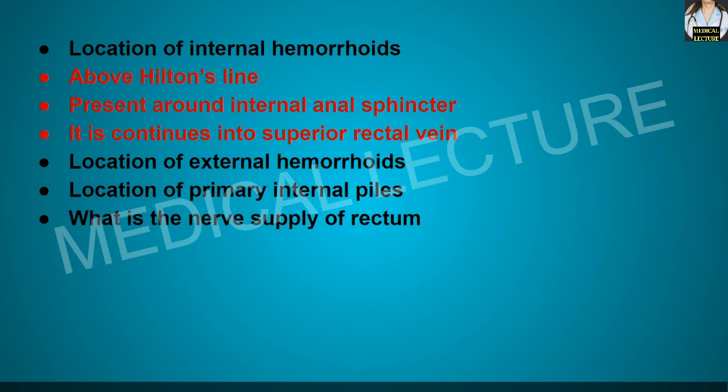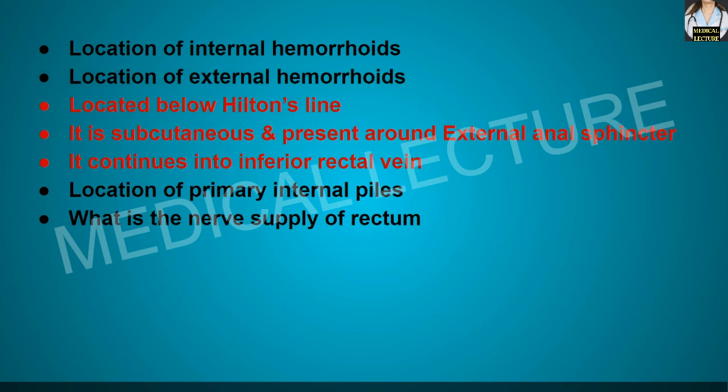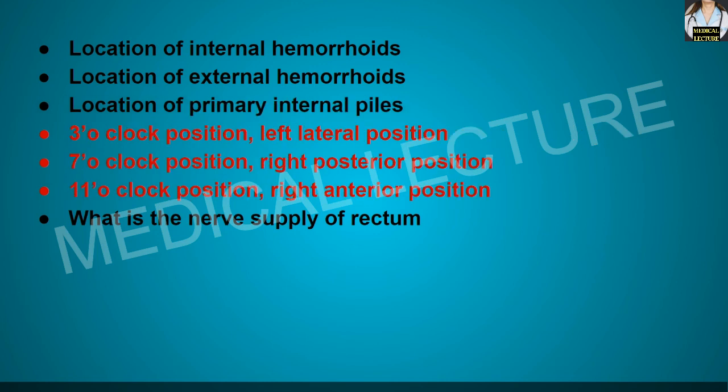What is the location of the external hemorrhoids? So they are located below the Hilton's line. They are subcutaneous and present around the external anal sphincter and are continuous with the inferior rectal vein. What is the location of the primary internal piles? So the 3 o'clock position, that means the left lateral position, the 7 o'clock position, that means the right posterior position, and the 11 o'clock position, that means the right anterior position.